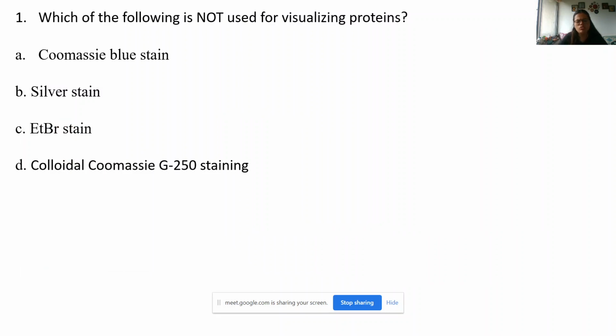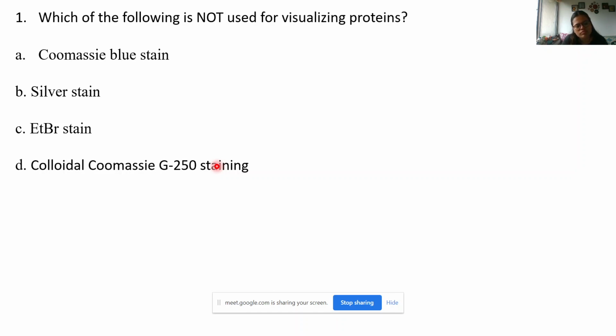Is it visible now? Yes, ma'am, it is. So this is the first question. Which of the following is not used for visualizing proteins? Coomassie blue stain, silver stain, ETBR stain, that is ethidium bromide, colloidal Coomassie G250 staining. These are different staining dyes used for visualizing proteins. You have to select which of the following is not actually a protein visualizing dye.